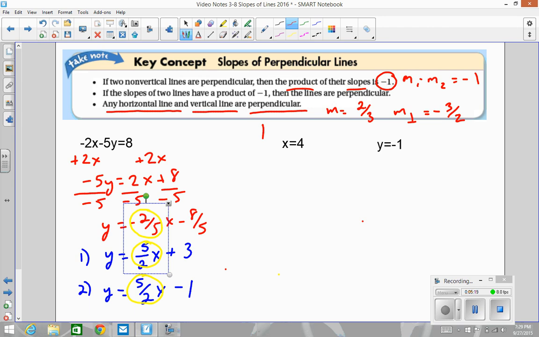All right, and so then if I go over here to this x is equal to 4 line, an x is equal to 4 line is a vertical line, straight up and down. And so the perpendicular would be horizontal, so that'd be like y is equal to 2, or y is equal to -2. Those would be perpendicular to x is equal to 4.